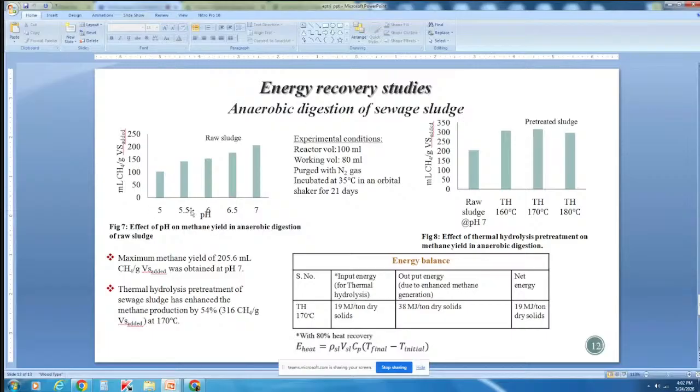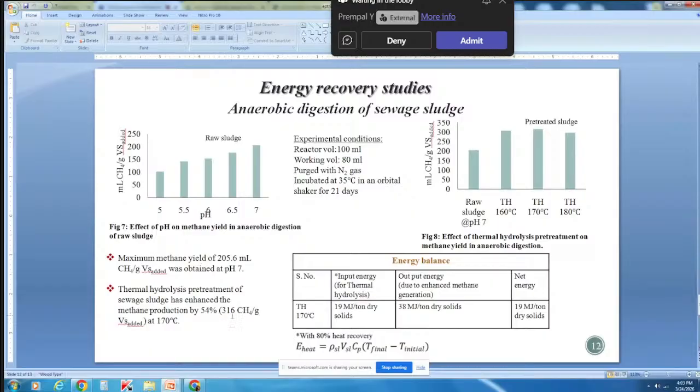When you observe anaerobic digestion at different pHs, increasing from 5 to 7, at pH 7 there was quite an increase in the methane content. Across the different treatments at 160, 170 and 180, there is a slight variation, with a little decrease in methane generation per gram of volatile solids. The maximum methane yield per gram of VS was taken at pH 7, and it was 205 ml. When the temperature is raised, the yield increased by 54%: 205 was observed for raw sludge, but it was enhanced to 316 at 170.